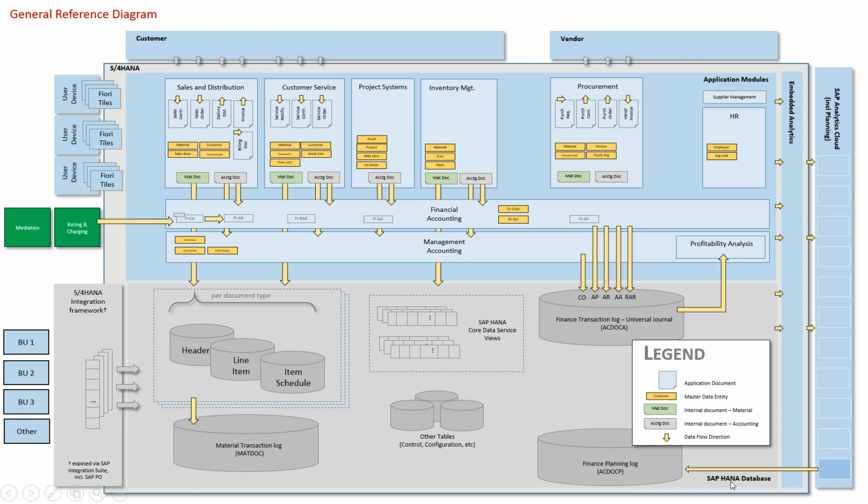SAP HANA as a database is an in-memory columnar database, and it has a number of other features and functions associated with it to optimize the processing of data. I won't go into that in this detail. I'm really looking here at the logical flows of data. So two parts, the application logic and the database logic. Those are all within the S/4HANA solution.